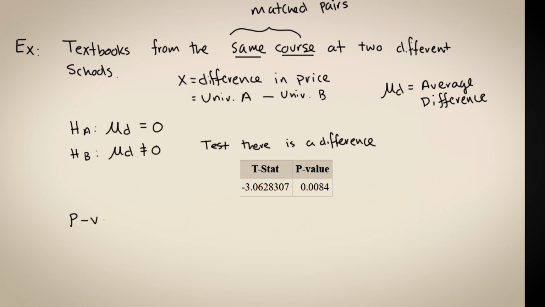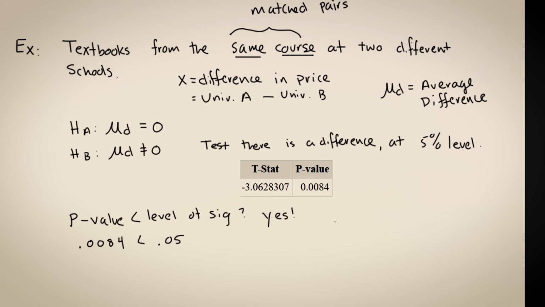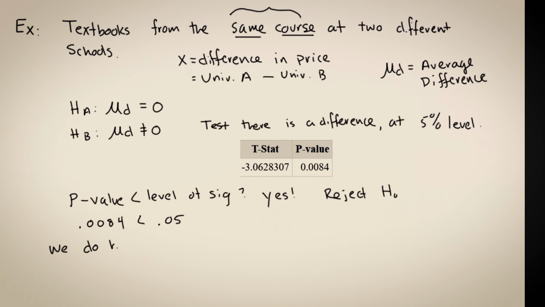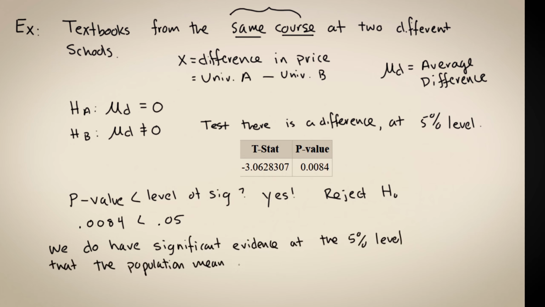The p-value is less than the level of significance, so we are going to reject the null hypothesis, and we do have evidence. So we do have significant evidence at the 5% level that the population mean difference in price is not 0, which means that there is a difference in the average price of these textbooks.